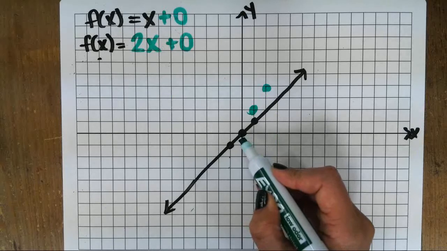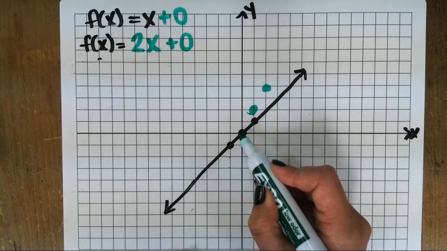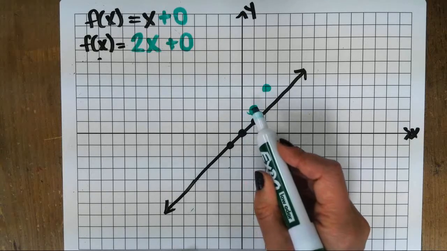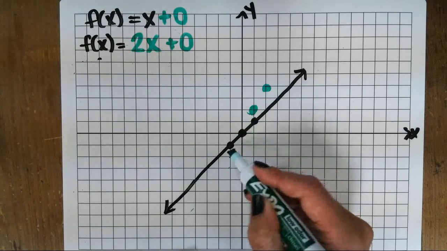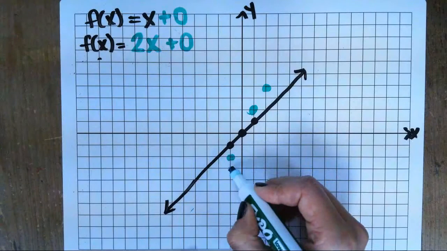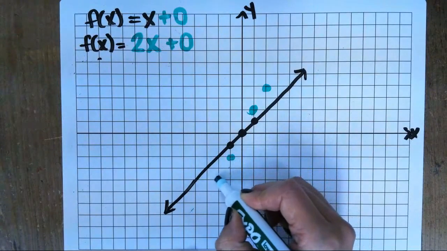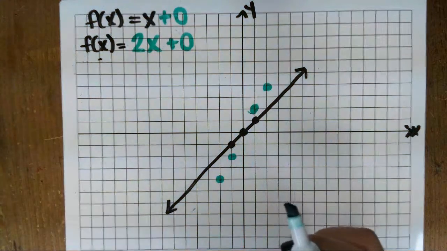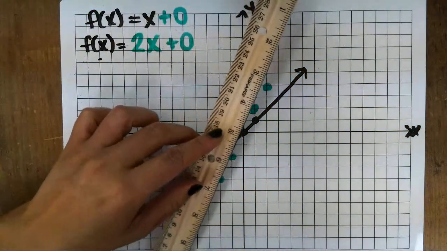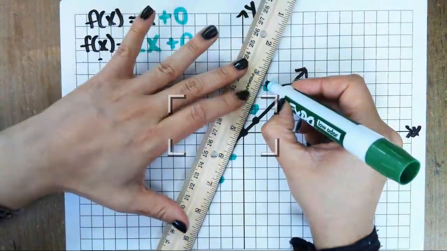Now if I want to go backwards to find a couple of points that come before this, I'm going to do the complete opposite. So from here, I went up 2 and to the right 1. I'm going to go down 2 and to the left 1, and then down 2 and to the left 1. Okay, and now using those points, I'm going to go ahead and make my line.